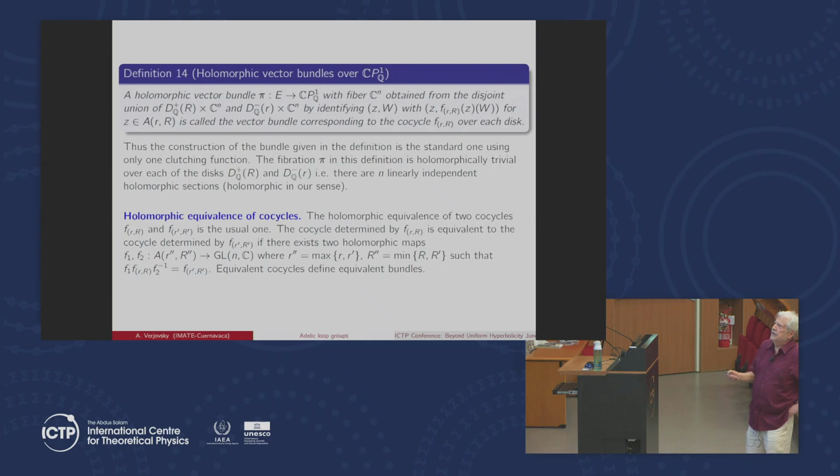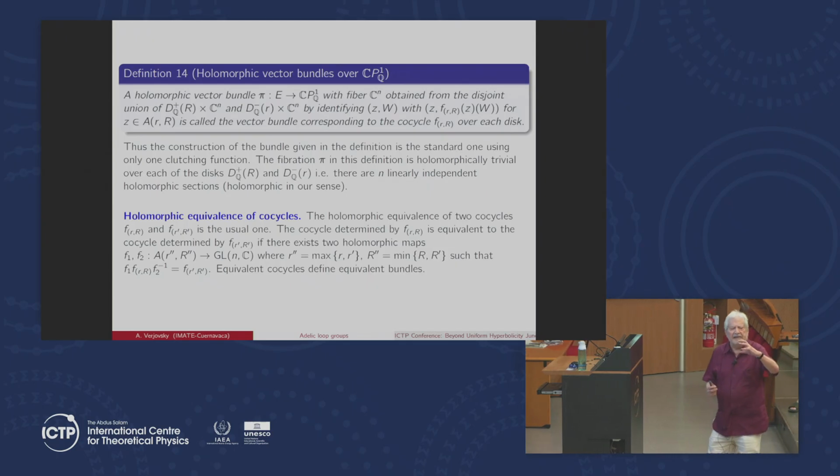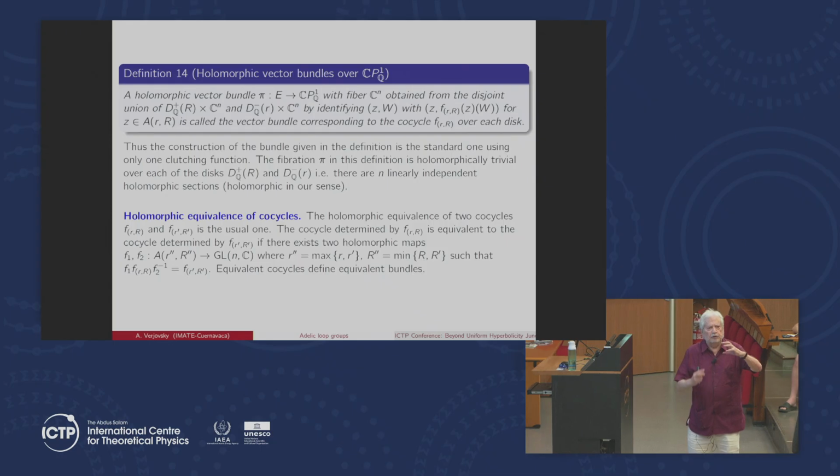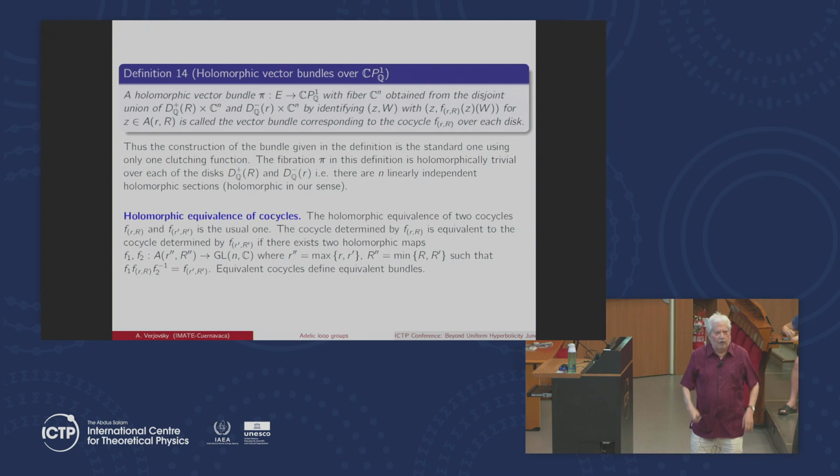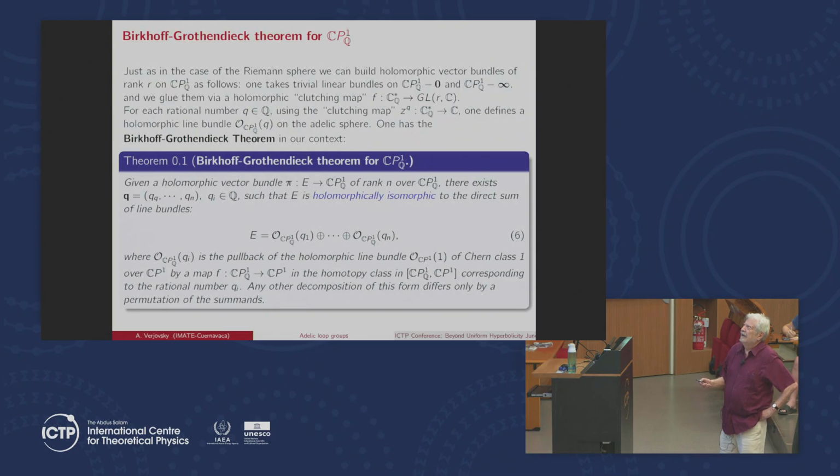Well, here's the definition. It's given by a map from the annulus to the group. So you trivialize the southern hemisphere, you trivialize the northern hemisphere, and you clutch them with a holomorphic map. And, well, here it is, the definition. I will read it, and this is my main theorem.